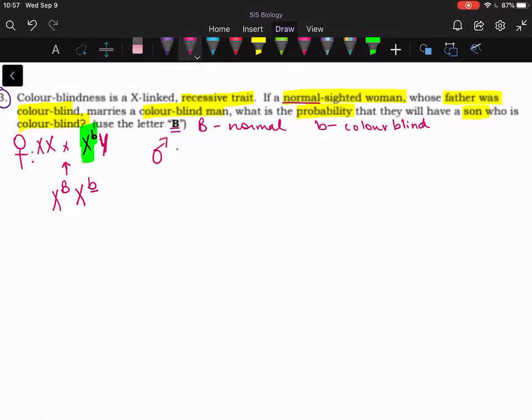Now, what about the male? Well, it says marries a colorblind man. Well, he has only one option. This is definitely his genotype because he has to be colorblind, which is recessive. All right, so let's do the Punnett square.